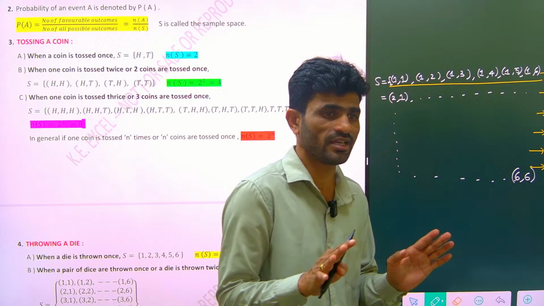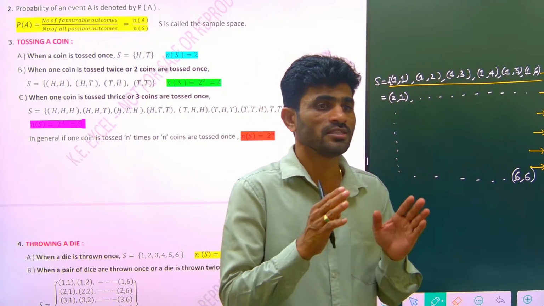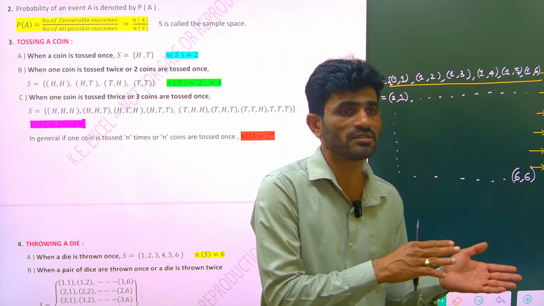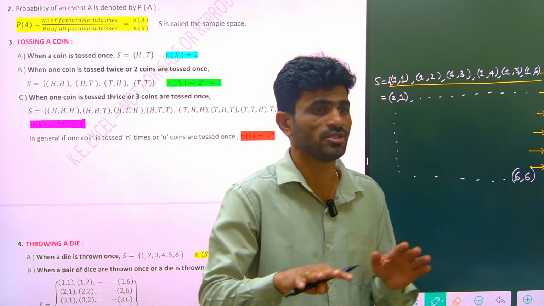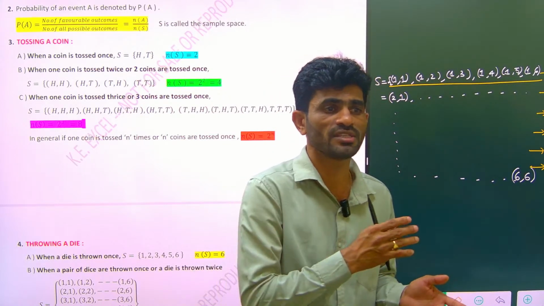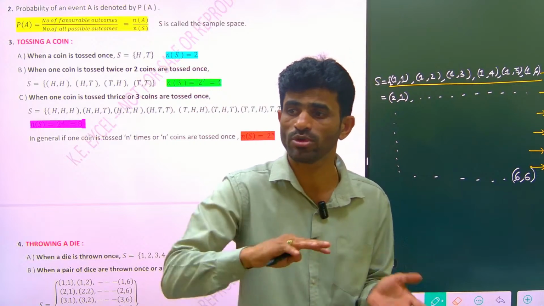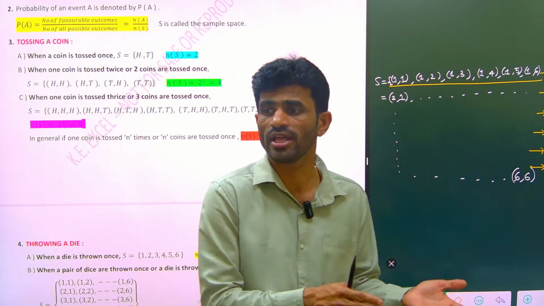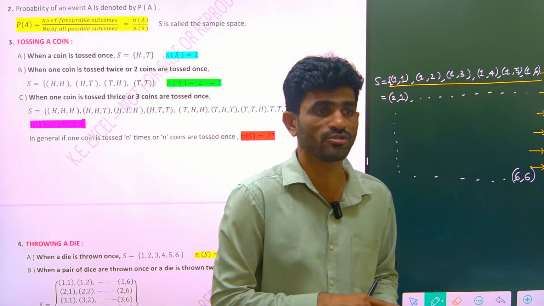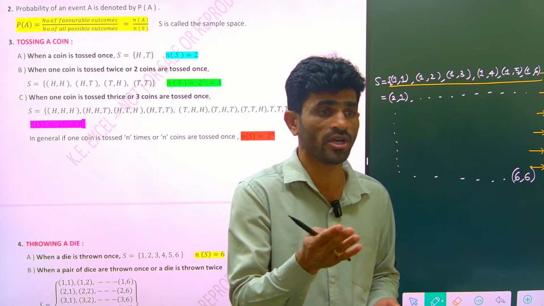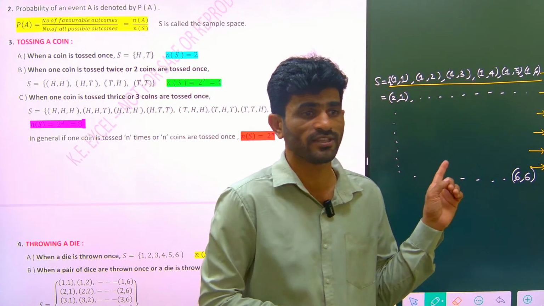Total 36 are there. In 36, some will be any one of them odd numbers. Some will be both of them even numbers. So from the total outcomes, if you remove all the outcomes in which both are even numbers, the remaining are all what? Any one of them odd numbers. So you can remember this also. Whenever any one of them even number or odd number or prime number comes, it is 27.